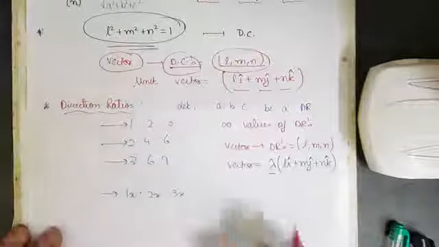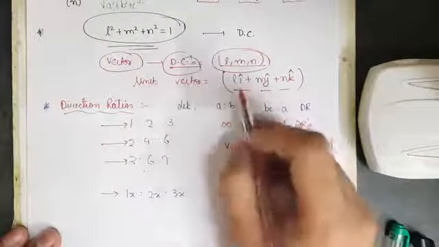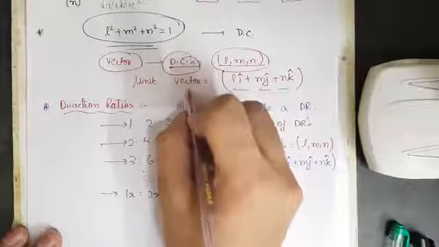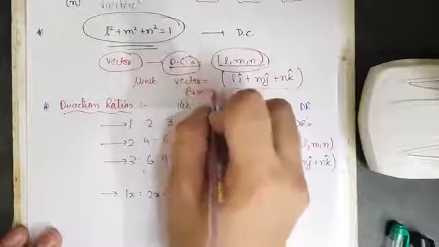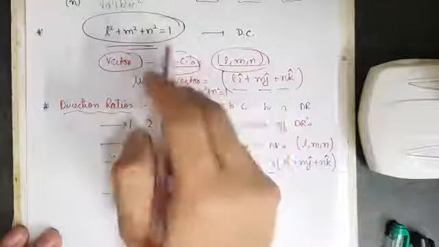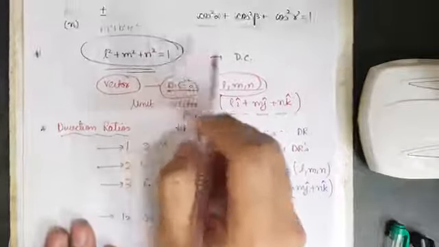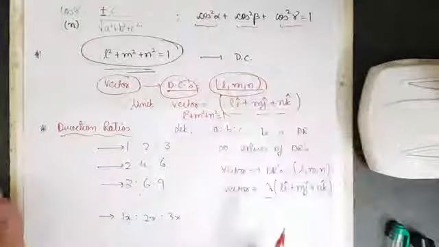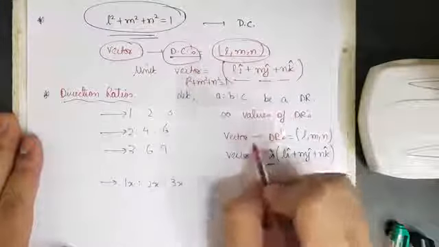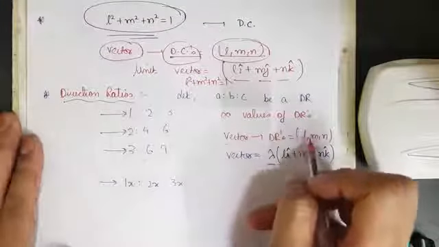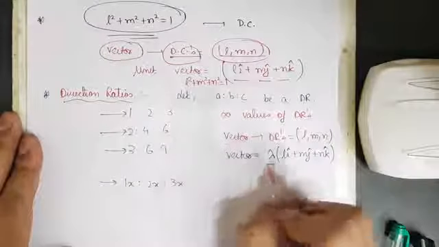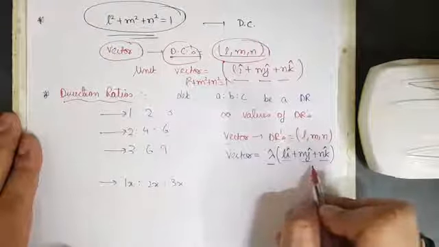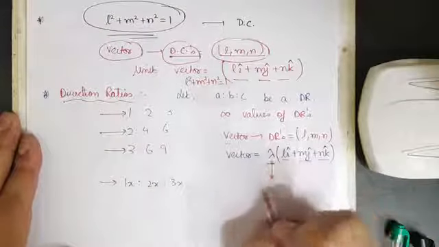Then the unit vector along that direction will be given by L i cap plus M j cap plus N k cap. Also, the value of L square plus M square plus N square is equal to 1, as I've shown above by the use of cos square alpha plus cos square beta plus cos square gamma is equal to 1. Now if we have any vector whose DRs are given as L, M, N, then the vector is given by lambda into L i cap plus M j cap plus N k cap, where lambda is any constant.